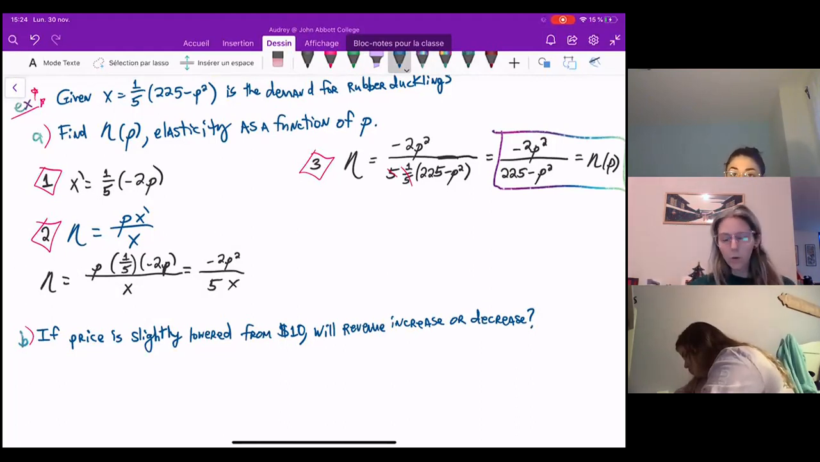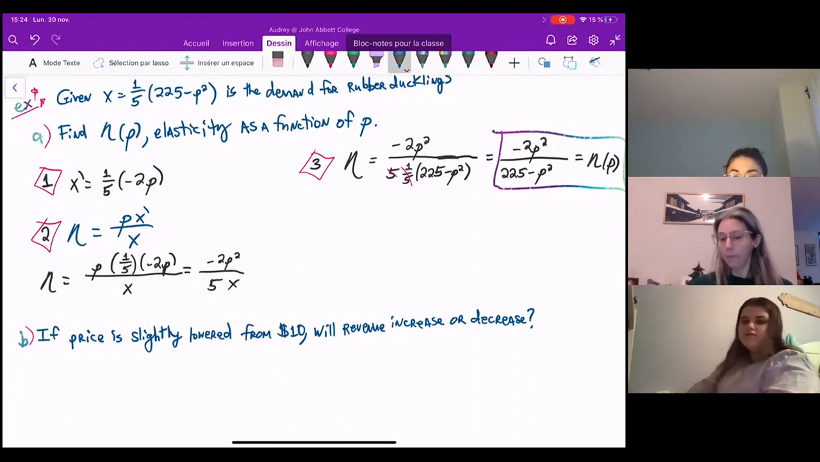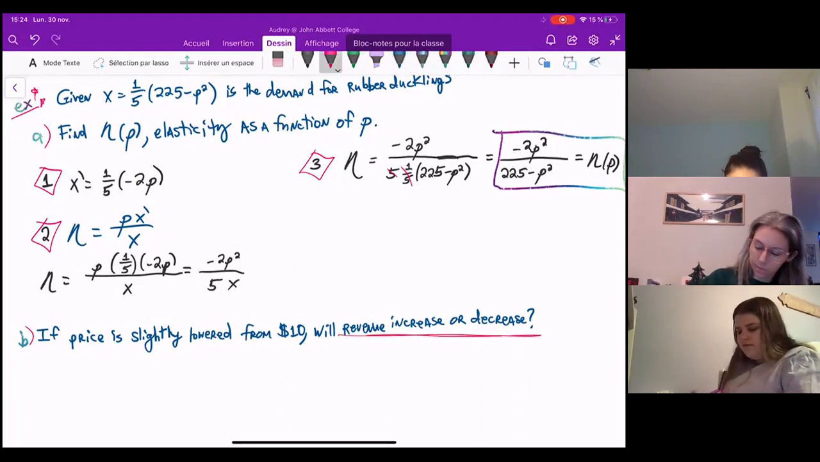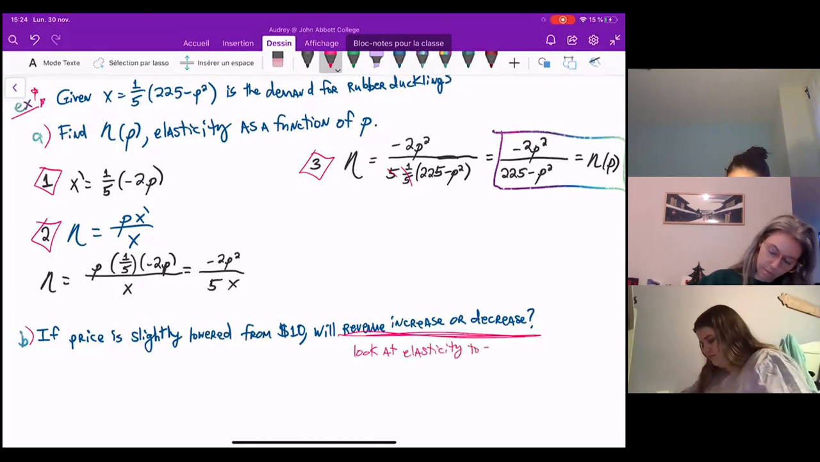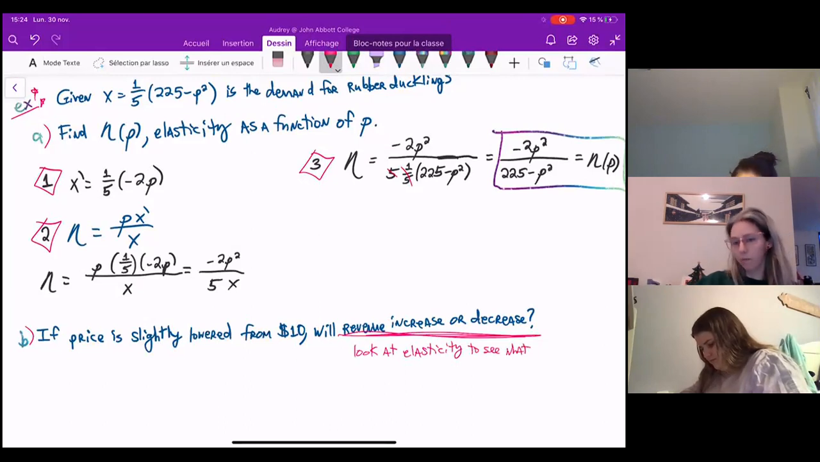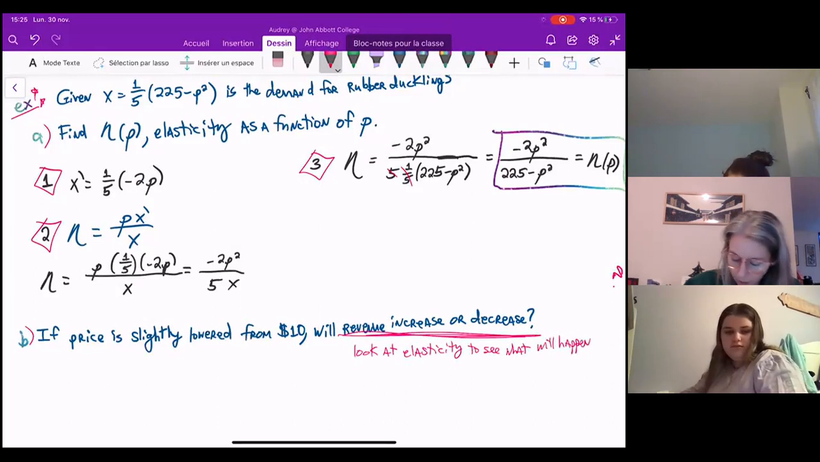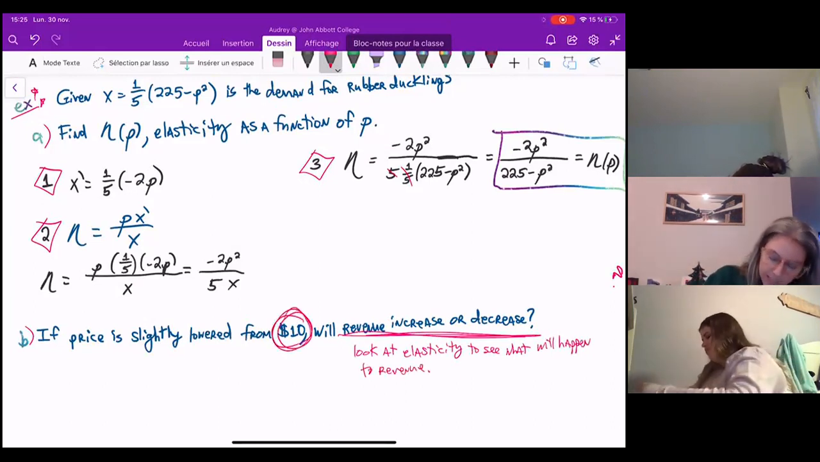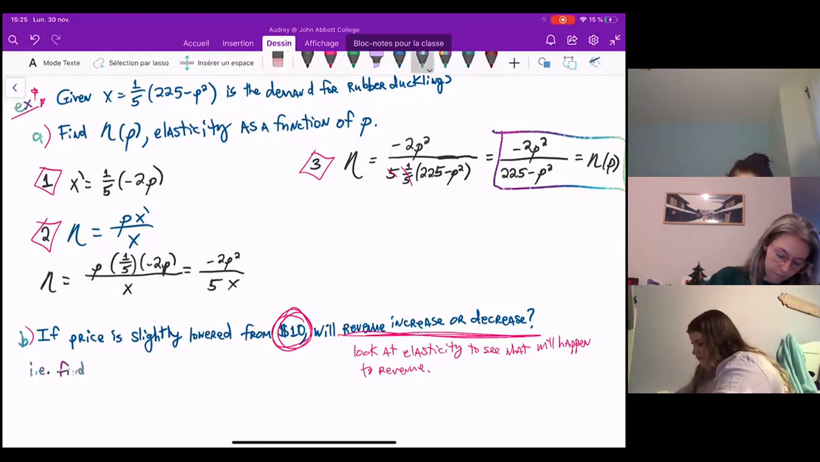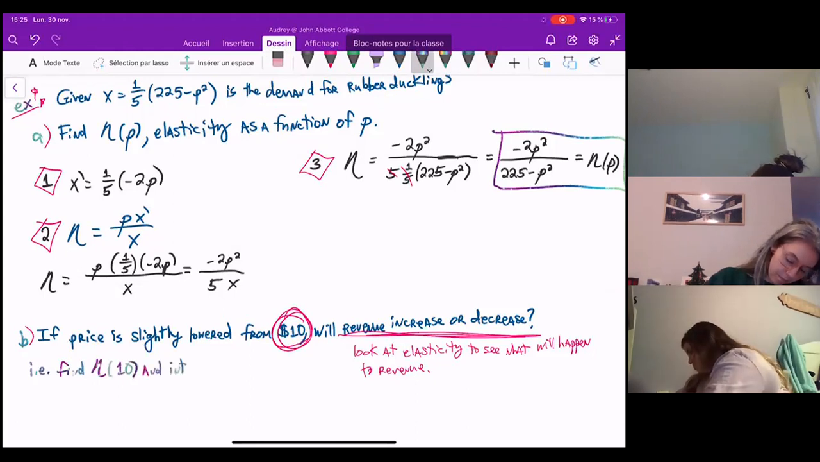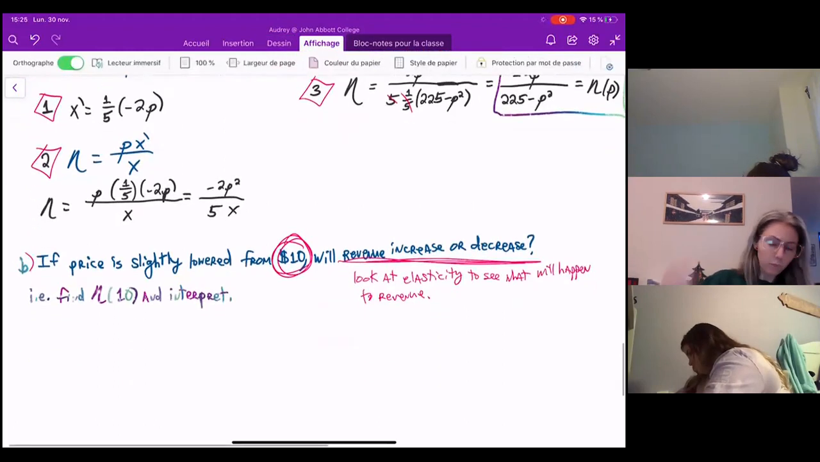Well, we know that the number of units will increase, but that doesn't mean that revenue will increase, right? So how do we determine what happens to revenue? We look at elasticity. So I know that by lowering the price, I'm going to increase my number of units, but that doesn't necessarily mean that revenue will increase. So look at elasticity to see what will happen to revenue. And where am I looking at elasticity? Right there. So in other words, this question is the same thing as saying, find elasticity at 10 and interpret, which is what we've been asking before.